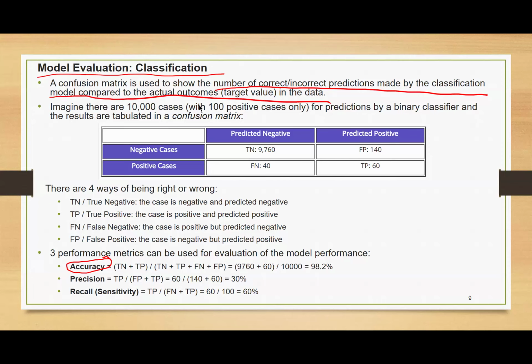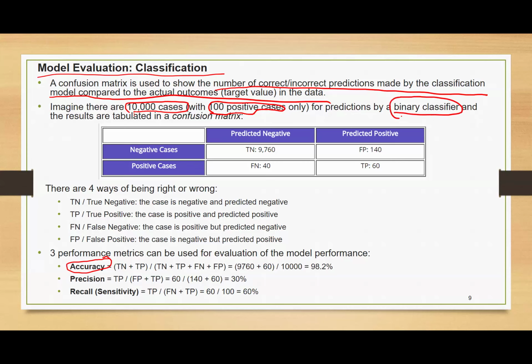And then we can use the coronavirus, the COVID, as an example. In total, we have 10,000 people, 10,000 cases, and we want to test them for COVID. Let's assume that only 100 of them are patients of COVID. Then we need to do a binary classification.